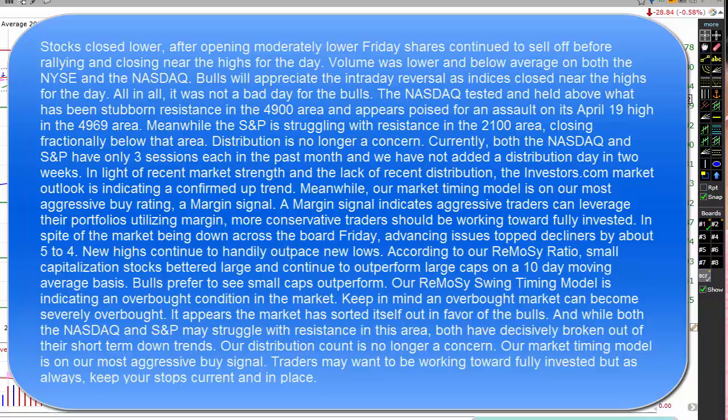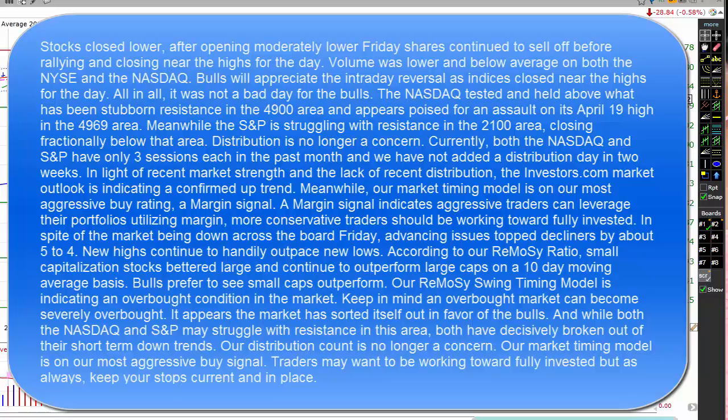Distribution's no longer a concern. Currently, both the NASDAQ and the S&P have only 3 distribution days in the past month, and we've not added a distribution day in 2 weeks. In light of recent market strength and the lack of recent distribution, the Investors.com market outlook is indicating a confirmed uptrend. Meanwhile, our market timing model is on our most aggressive buy rating, a margin signal.